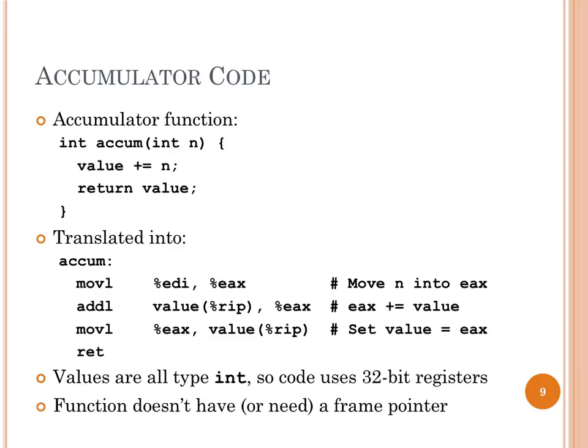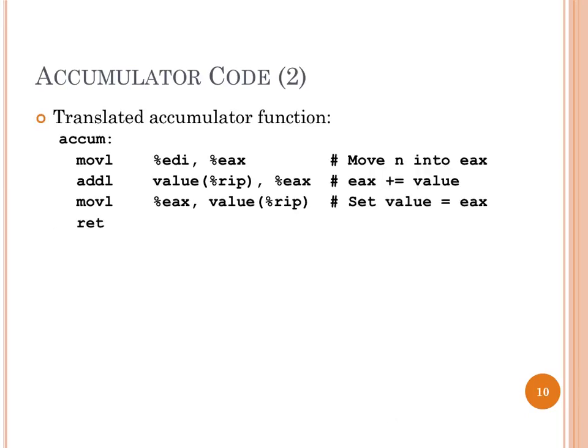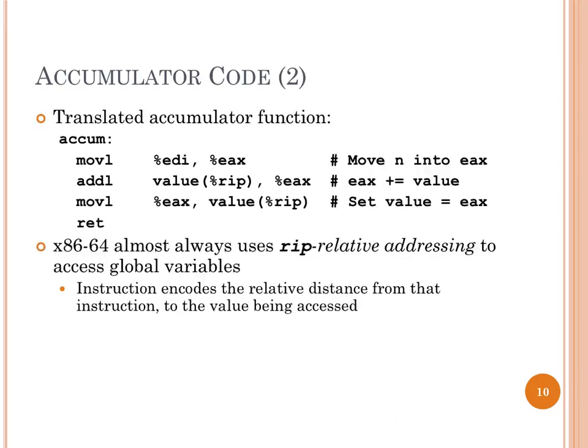Okay, let's see. Yeah, so we don't need a frame pointer. Talked about that. The other thing that's interesting to look at here is you'll notice that we say value and then in parentheses RIP, which you may remember is very similar to the indirect addressing that we talked about last lecture. It's amazing how time flies, right? So RIP is a register, and then we're saying do something with RIP and value.